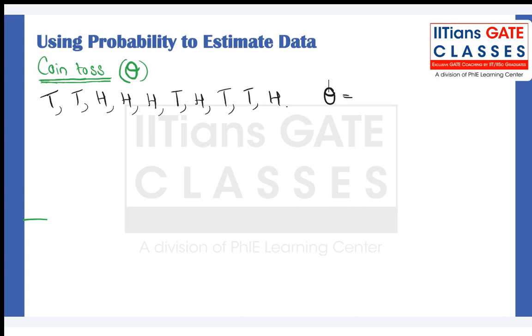You can say that out of the 10 times I tossed the coin, 5 times I got head. So I can say that the probability is 0.5. Correct? Understood or not, this one?